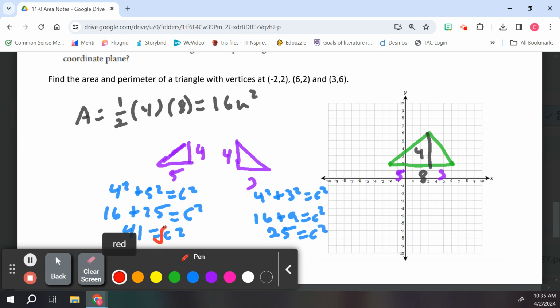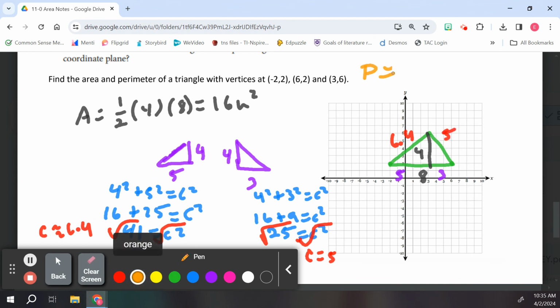Take the square root of each side. This c is about equal to 6.4, while this one is equal to 5. So this is 6.4, this is 5, and now to find the perimeter, we add 8 plus 6.4 plus 5, which gives us a total of 19.4 units. Questions on this?